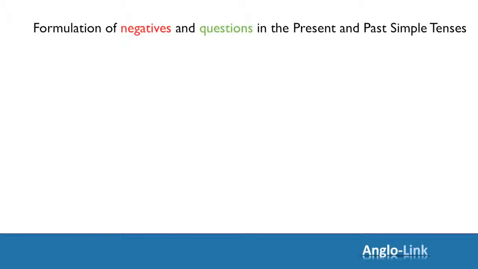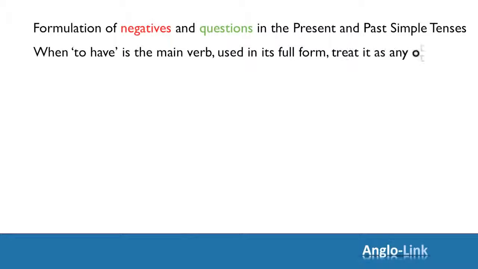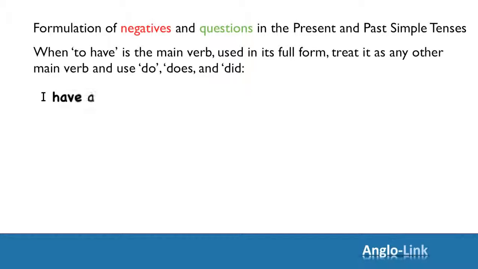One particular point you have to be careful of is how to make negatives and questions in the present and past simple tenses. When to have is the main verb, used in its full form, treat it as any other main verb and use do, does, and did to formulate a negative or a question. For example, I have a car. Negative. I don't have a car. Question. Do I have a car?